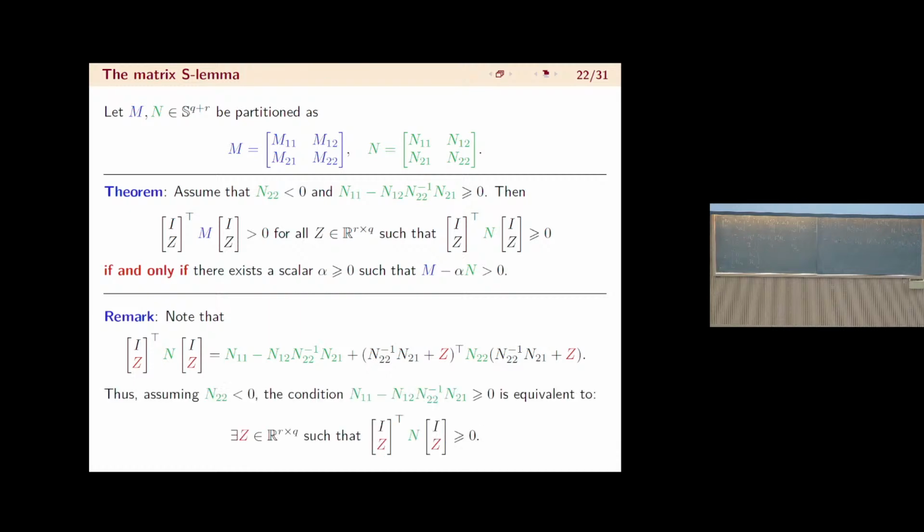Yeah, so with that formula in mind, I can give some interpretation of what it means that the Schur complement of this matrix N is positive semi-definite. In particular, using the formula that we just derived, I now see that the Schur complement is positive semi-definite if and only if there exists a solution Z to this quadratic inequality over here. Let's also try to prove that.